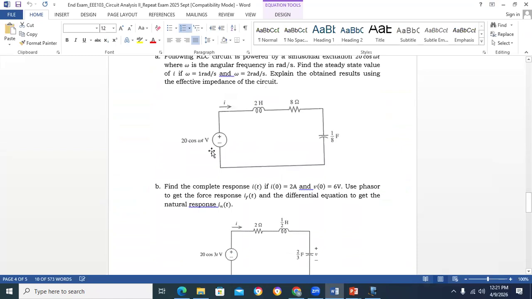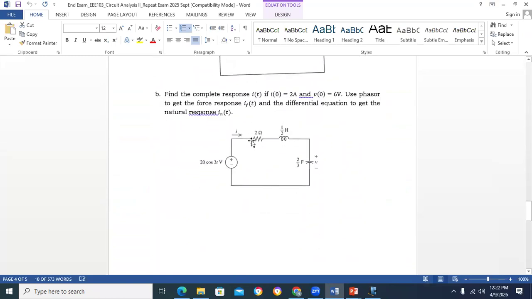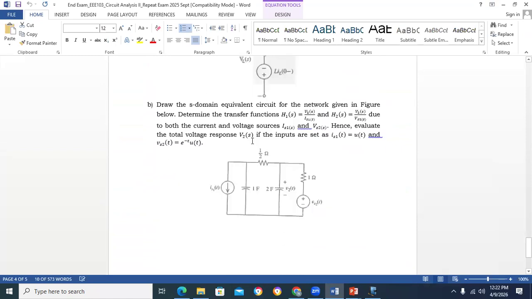Okay, so this is a sinusoidal excitation. So we no need to focus on that one, because these are sinusoidal ones.